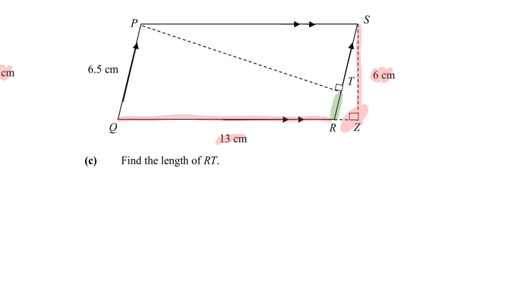I only know this whole length, which is 6.5. Aha. If I know ST, I can find RT. Okay. And therefore, I will need to focus here already. This right angle triangle that I've just highlighted.